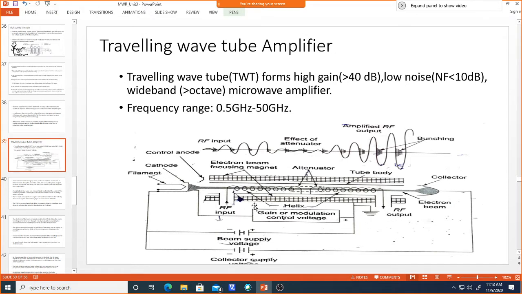Now, how the amplification happens: whenever the electrons form bunches, the velocity of those electrons will be greater than that of the helical structure.